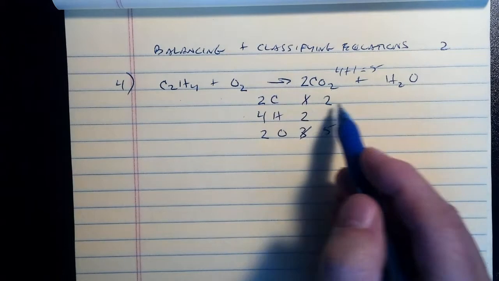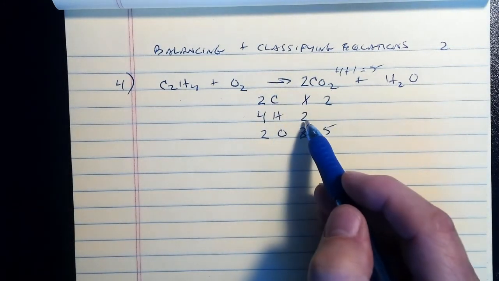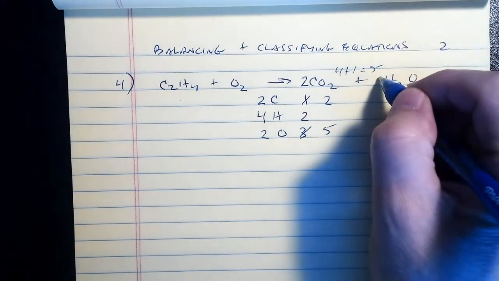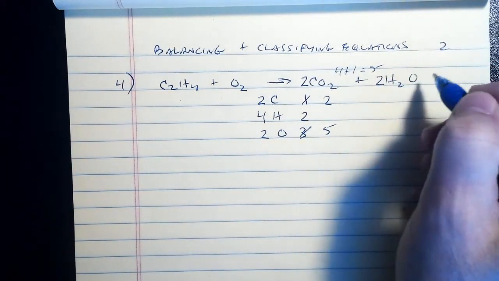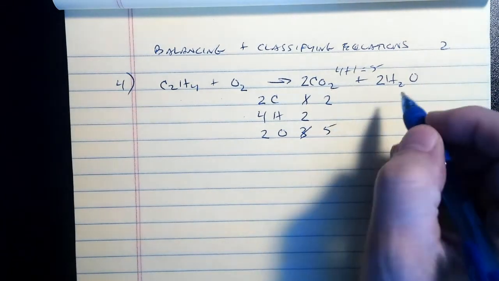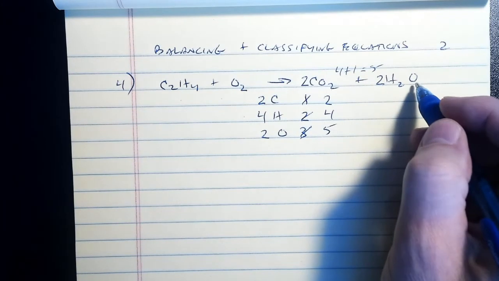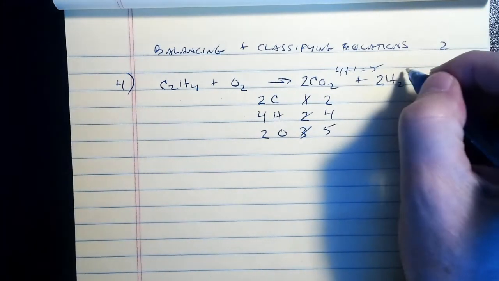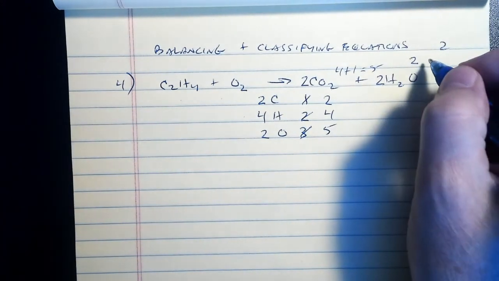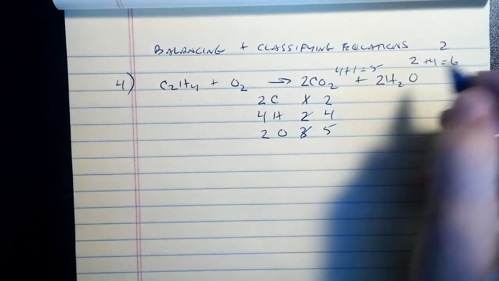Now, carbon is good, but let's look at hydrogen. I think we can see a simple solution there. Insert a 2 as a coefficient in front of H2O, and then remultiply. 2 times 2 hydrogens will make 4. 2 times 1 oxygen will be 2, plus this 4 over there equals 6.